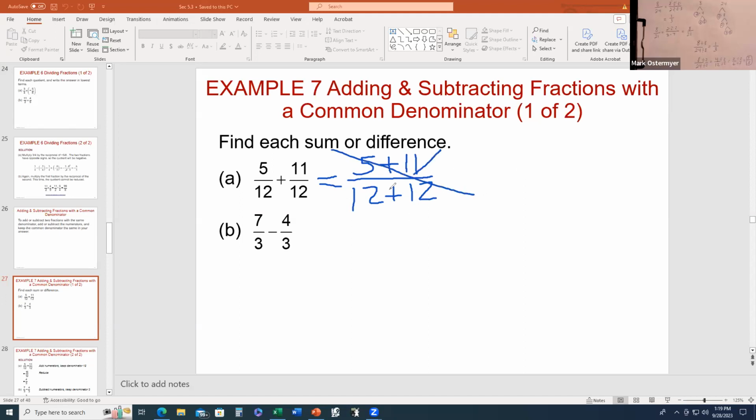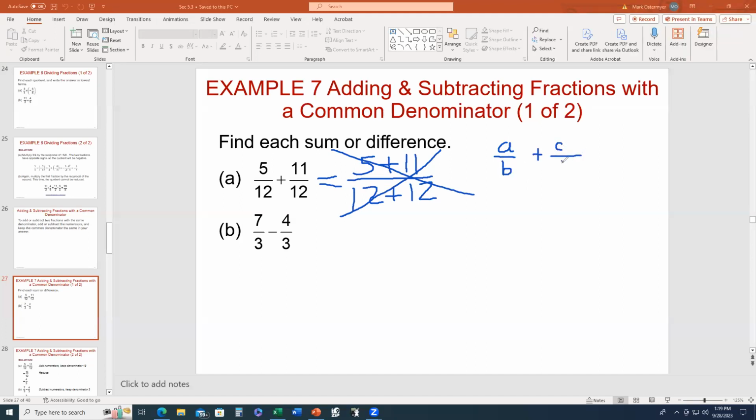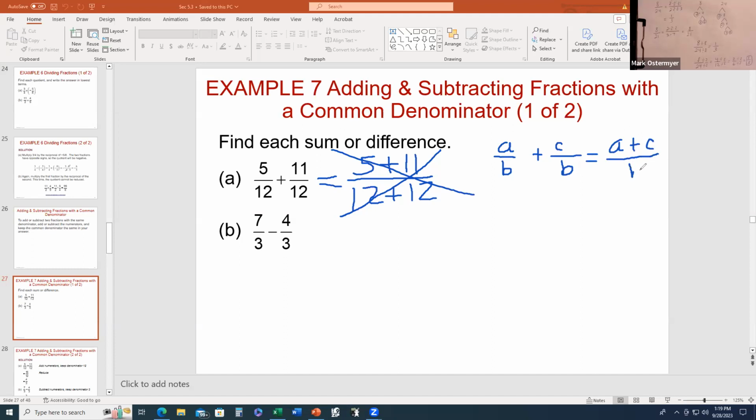This is not correct. Ladies and gentlemen, when you add fractions together that have a common denominator, you only add the numerators. You do not add the denominators together. You place the sum of the numerators over the common denominator, and then you try to reduce. You don't do this, all right? I've seen this before. Don't do that. You can do anything you want, but it doesn't mean it's correct mathematically.